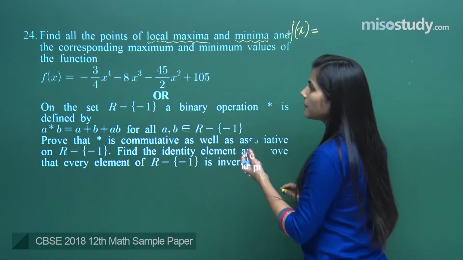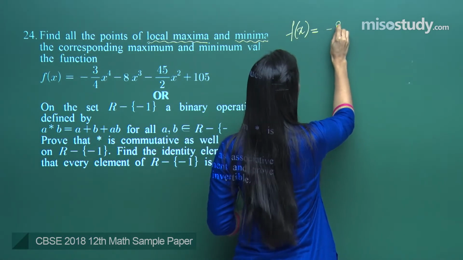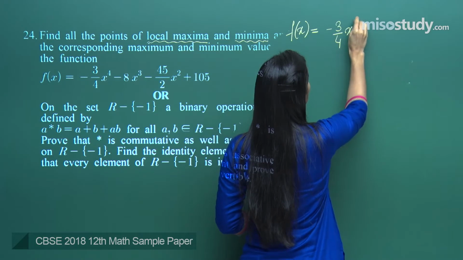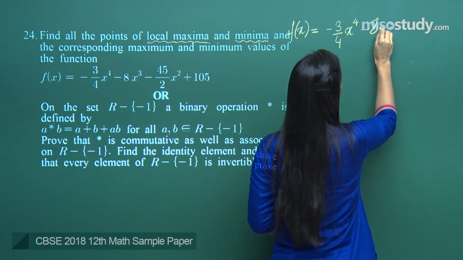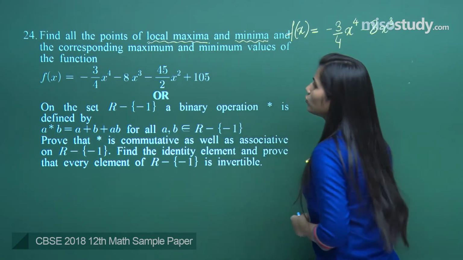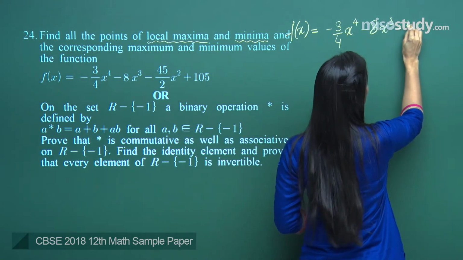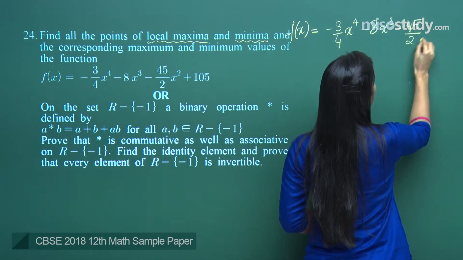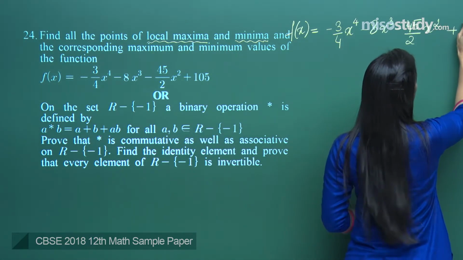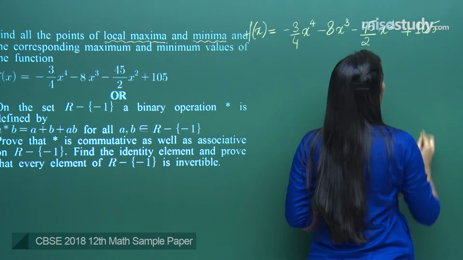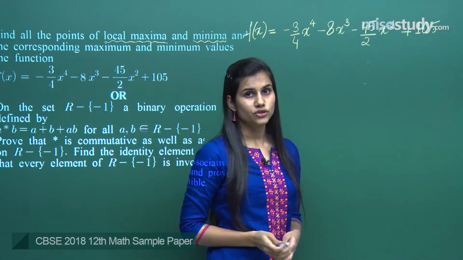The function is minus 3 by 4 x to the power 4 minus 8 x cube minus 45 by 2 x square plus 105. This is my function.